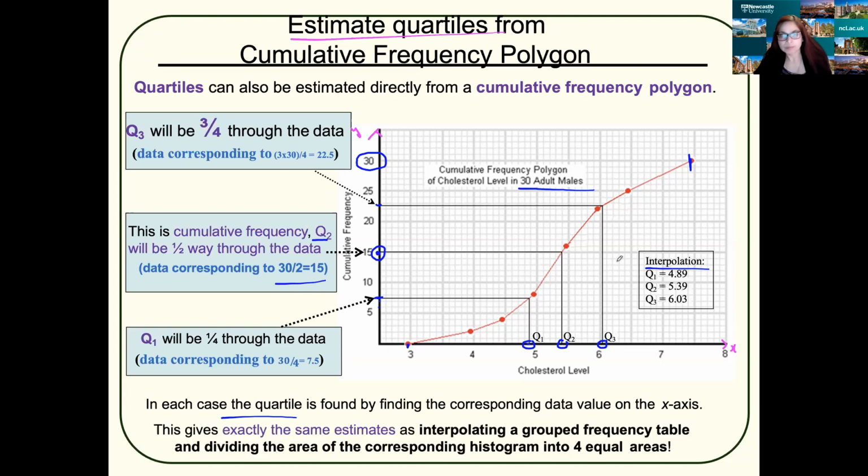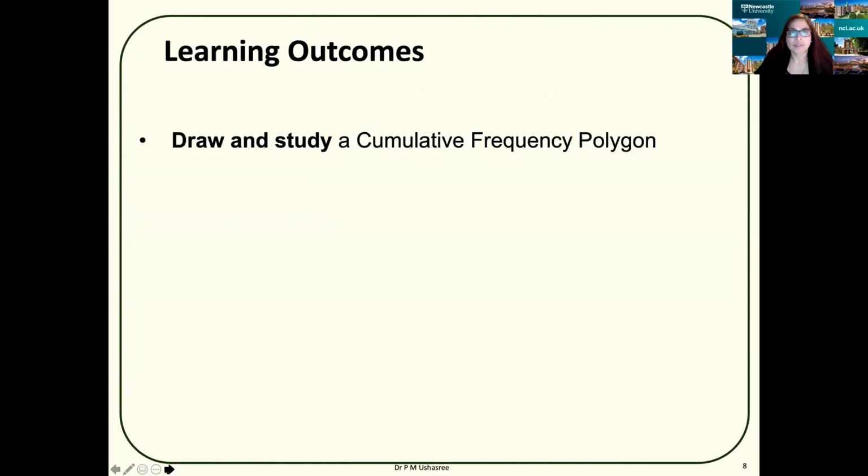So this gives exactly the same estimation as interpolating a grouped frequency table and dividing the area of the corresponding histogram into 4 equal parts. In the histogram, we did the same, but it's a bit tedious because you have to divide it into 4 equal parts and then find the quartiles. So that's how you estimate quartiles using the cumulative frequency polygon. So we've seen how to draw and study the cumulative frequency polygon and how to estimate the quartiles using it. That's all for now.